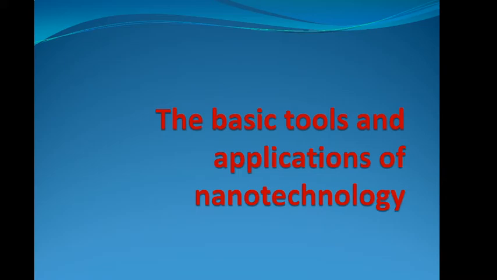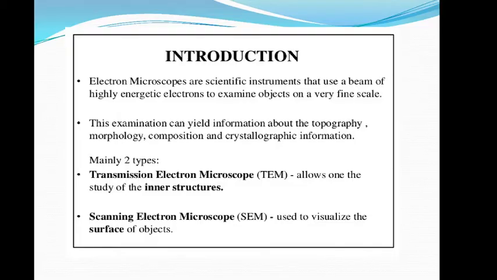Related to that, the basic tool is the electron microscope. Electron microscopes are used to analyze nanomaterials, where electron microscopes are scientific instruments that use a beam of highly energetic electrons to examine objects on a very fine scale.